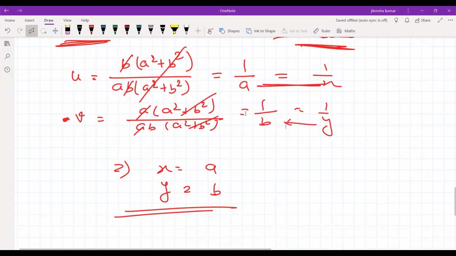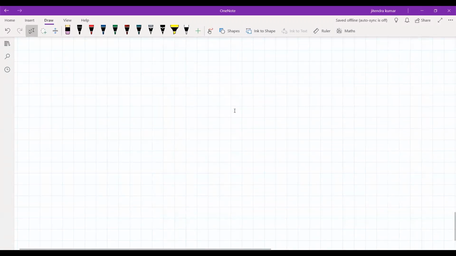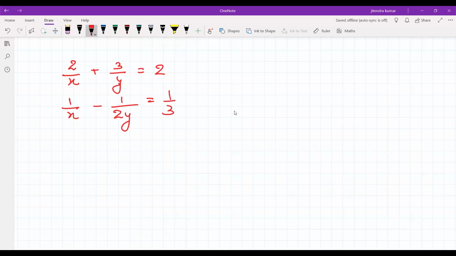Okay, so let's try this one. I'm writing one question here. Apply cross multiplication method.